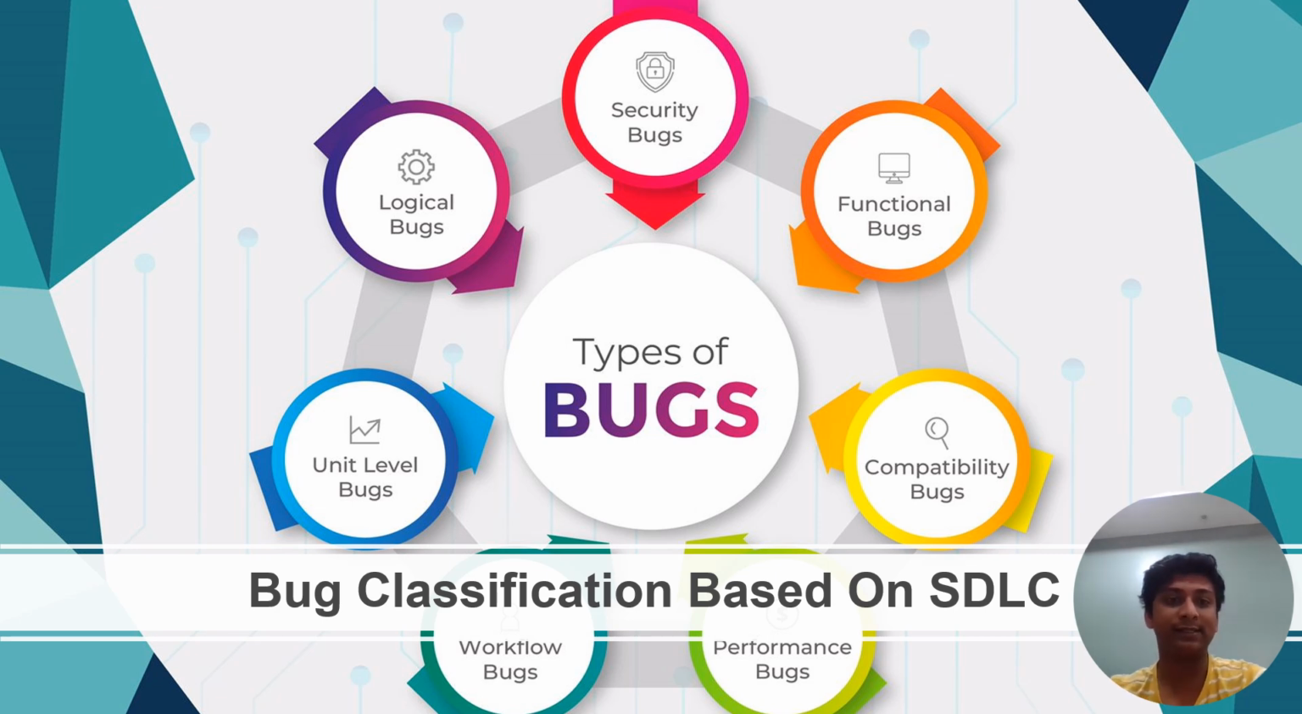Coming to the next thing, unit level bugs. It refers to the defects or the errors in the smallest testable component in a software system. That's what the name suggests, unit level bugs. Like a small unit, if there is some error, these are unit level bugs.